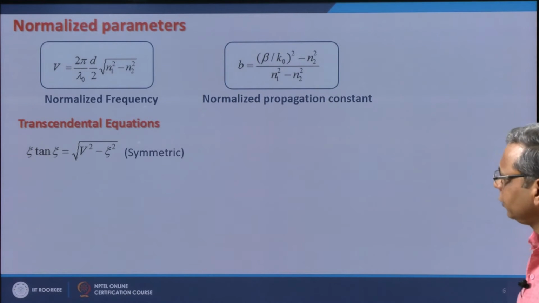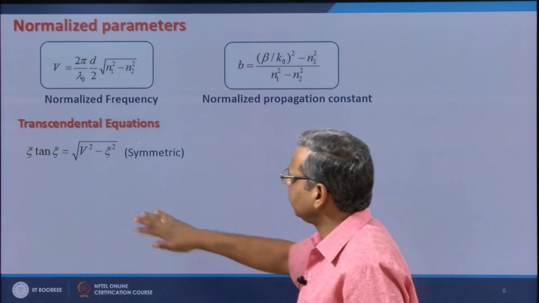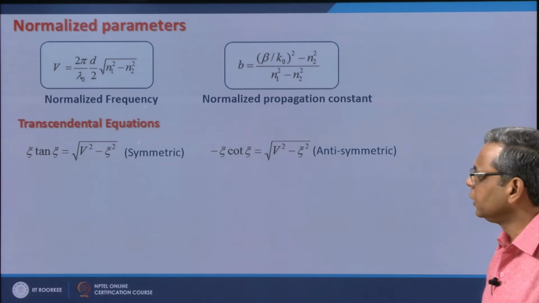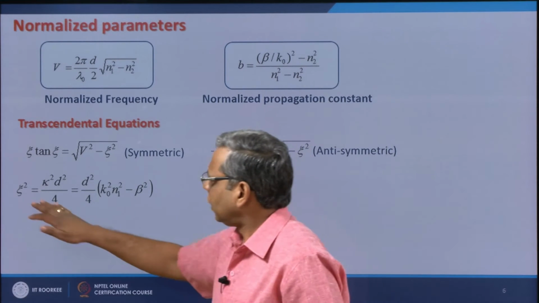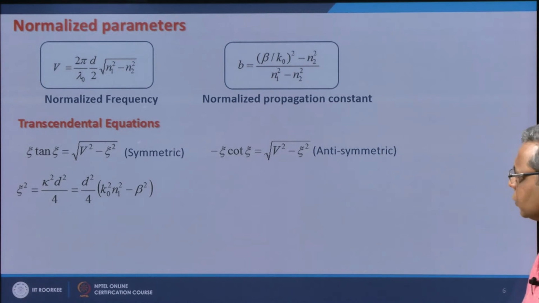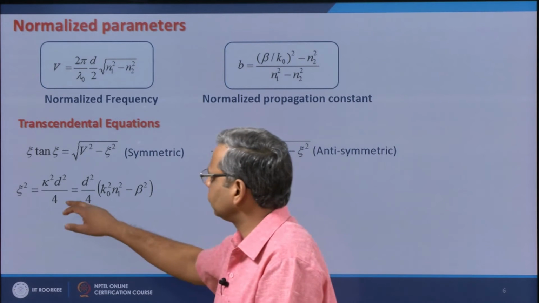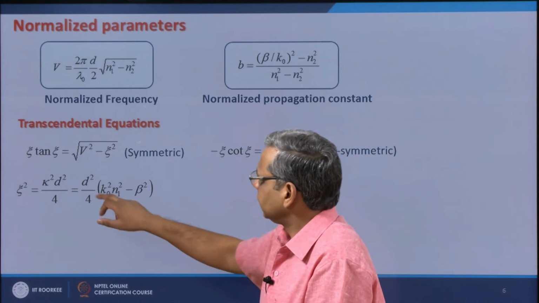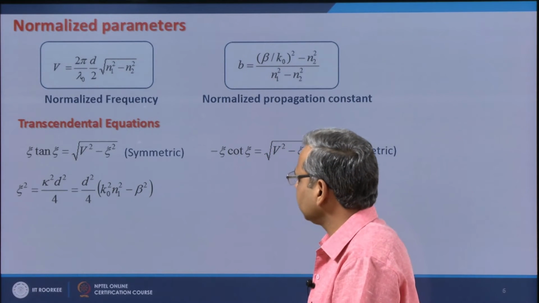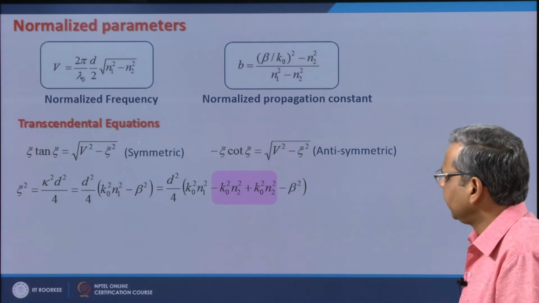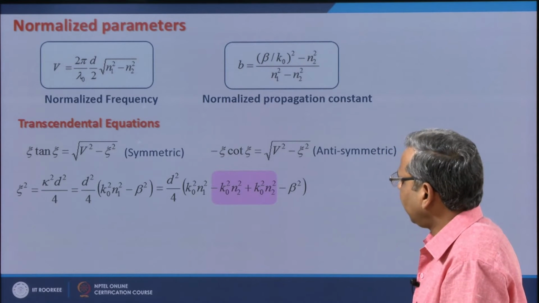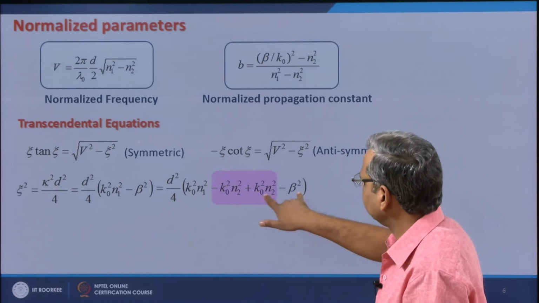Now, my task is to replace that xi with B and V. So, how do I do this? This is the transcendental equation for symmetric mode, this is the transcendental equation for anti-symmetric mode. Let me find out how I can get xi in terms of B and V. So, xi square is equal to kappa square d square by 4. This is nothing but d square by 4 and kappa square is k naught square n1 square minus beta square. I do a little mathematical manipulation, I add and subtract k naught square n2 square here, and then I regroup these two terms and these two terms.